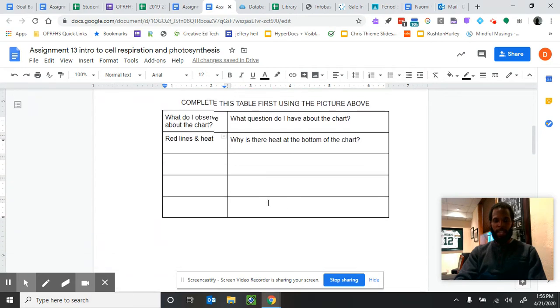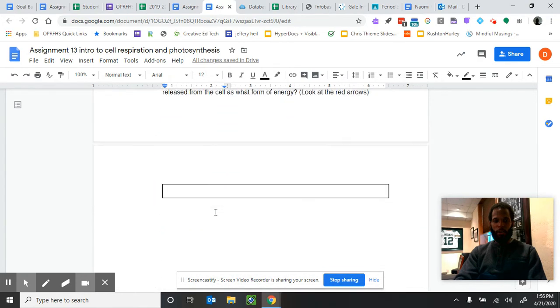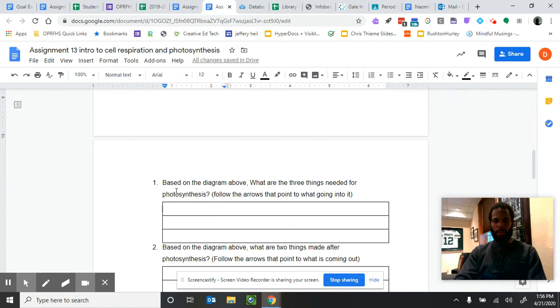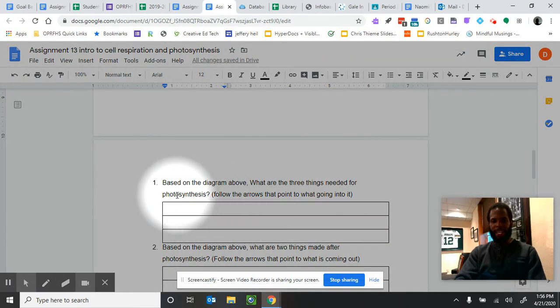Pause it if you need to, and then we'll work on this part right here, these boxes below. There are only 8 questions here for you to complete. Question number 1 says, based on the diagram above, what are 3 things needed for photosynthesis? Now this word photosynthesis, this is how plants take energy from the sun, carbon dioxide, which is gas from humans, and water, and make food. So the question is asking us what 3 things are needed for photosynthesis.